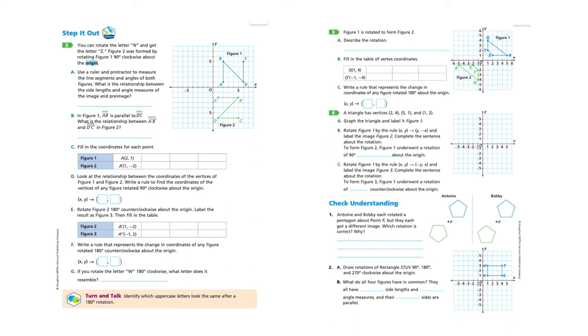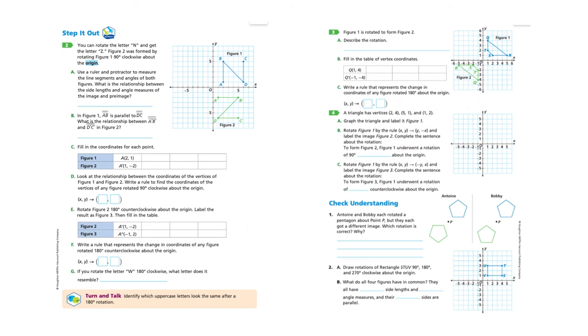So number 4, a triangle has vertices (2, 4), (5, 1), and (1, 2). Graph the triangle on this graph and label it figure 1. Rotate figure 1 by this rule that they give you here, and label the image figure 2. Complete the sentence about the rotation. Here's the sentence they want you to complete: to form figure 2, figure 1 underwent a rotation of 90 degrees, what about the origin?